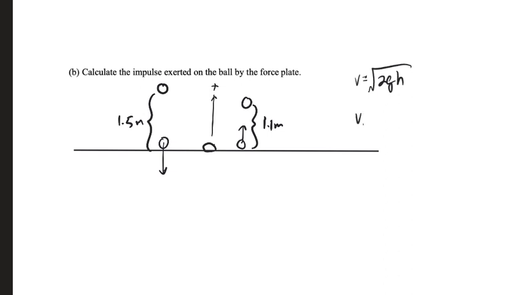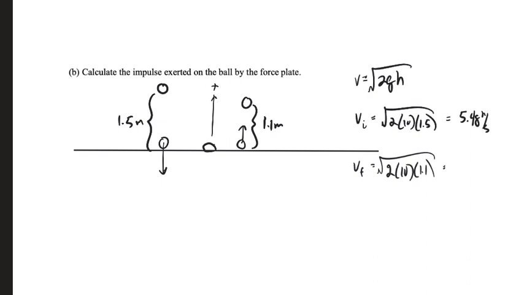And so my initial velocity is going to be the square root of 2 times 10 times 1.5. And my final velocity, square root of 2 times 10 times 1.1. I don't know what these equal. I forgot. 5.48 meters per second. And what's this one? 4.7 meters per second.